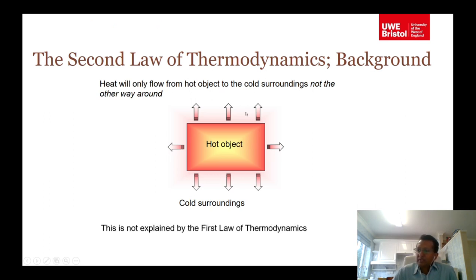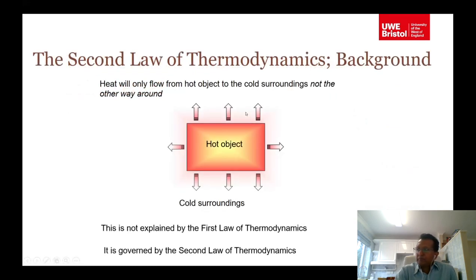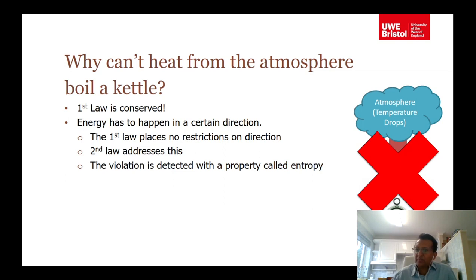For example, if you have an atmosphere where the temperature is dropping, but this cannot happen. The atmosphere, which is at a lower temperature than the kettle, can't just heat the kettle without you doing anything to it. So in the first law, the direction of heat flow is not explained. In the second law, the direction of heat flow is explained.